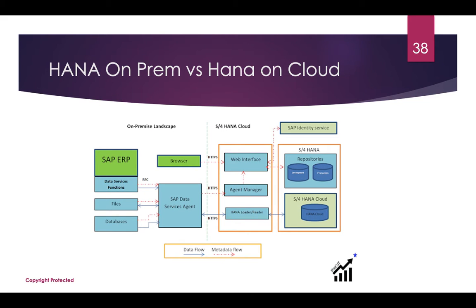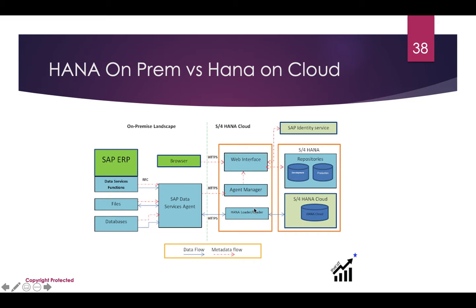Now in this diagram, I am saying there are two scenarios. One is your on-premise landscape, where the SAP ERP, the data service function, the files, the database and the data service agent, everything happens inside your server room, inside your server farm. The next opportunity is that you move to S4 HANA, and the moment you move to S4 HANA, SAP becomes browser based, the identity service is available, the repositories are available directly on cloud, and then through the HANA loader, the field data are directly available in HANA Cloud.